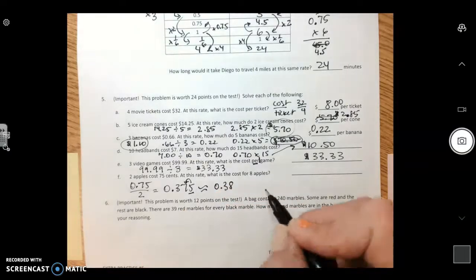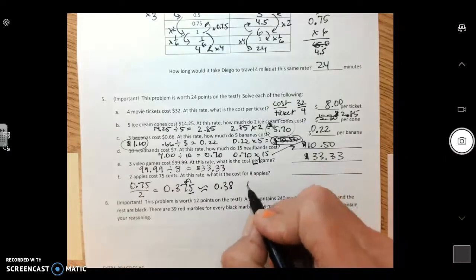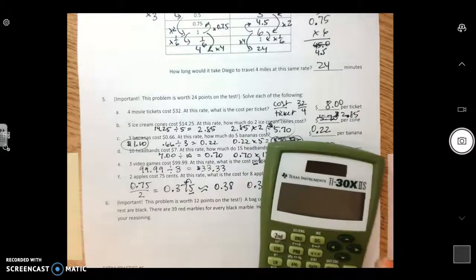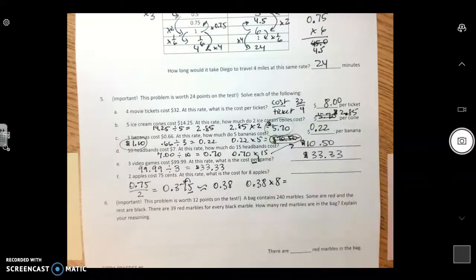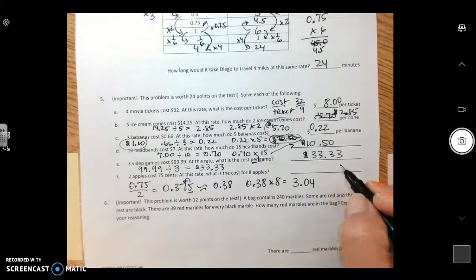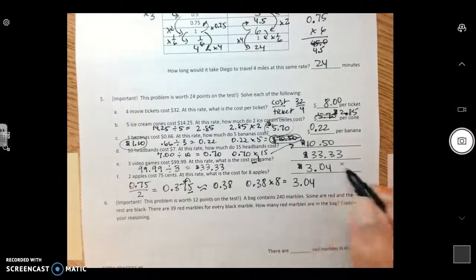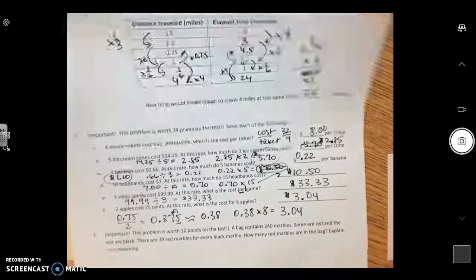So 38 cents for 1 apple, but we want 8 apples. So let's take that 38 cents and multiply it by 8. There's the calculator. We've got 38 cents times 8, $3.04 for 8 apples. Okay, so important, this problem's worth 12 points on the test.